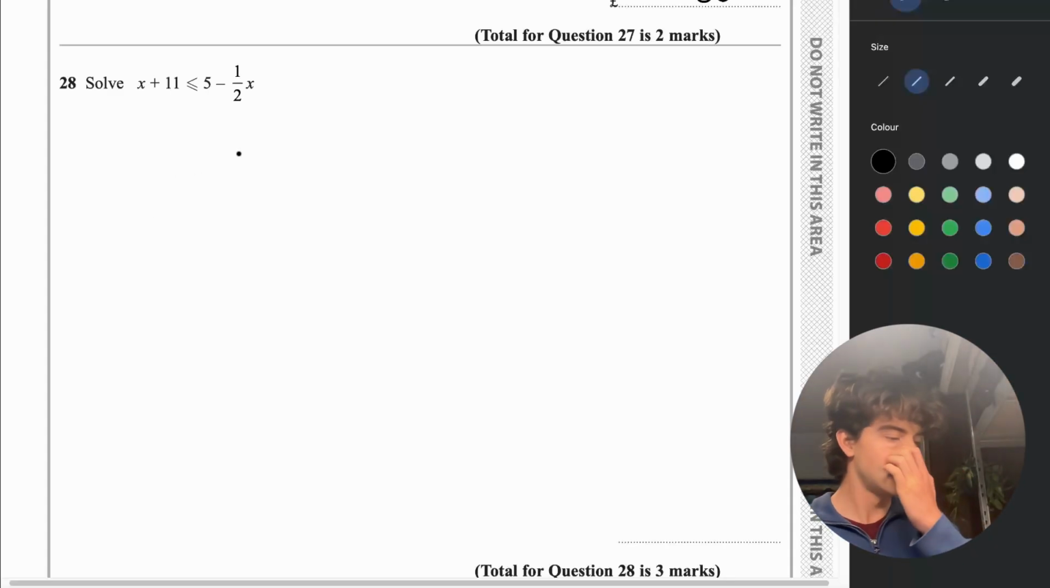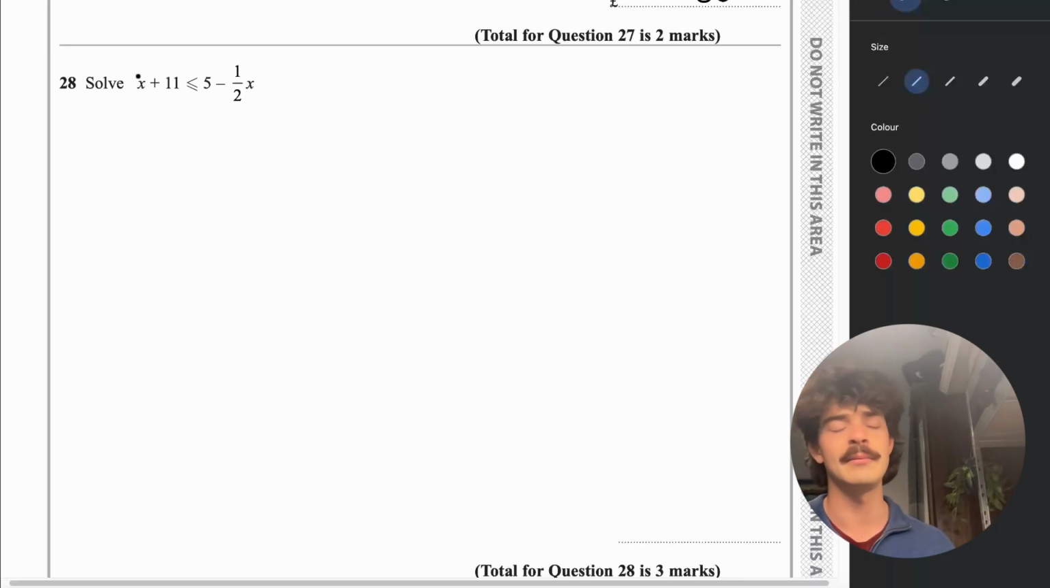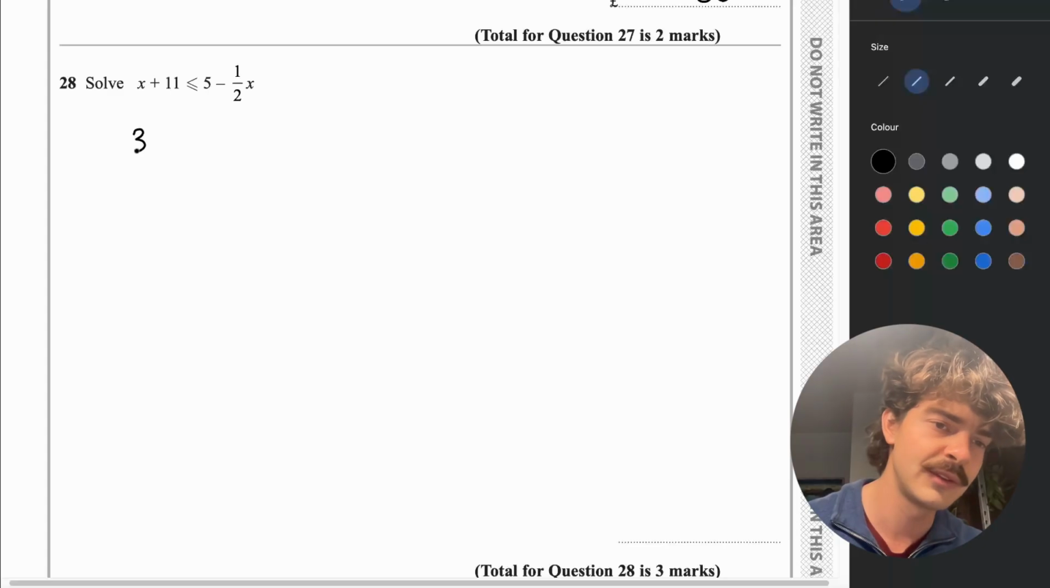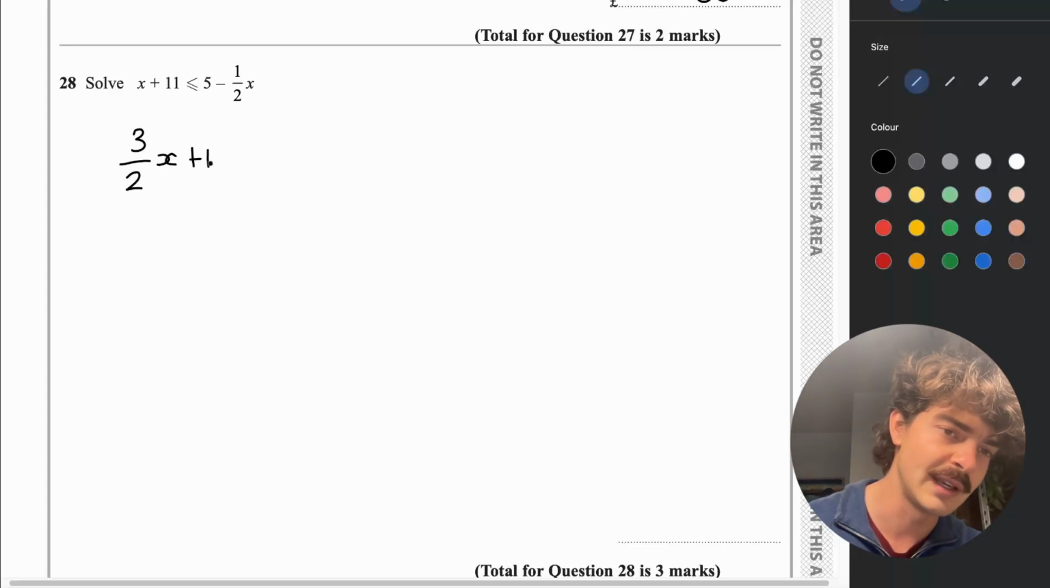But our first objective is to get all of the x's to one side and all of the numbers to the other. I would always advise that you make sure your x's stay positive. It just yields a slightly nicer flow of maths. So, for example, instead of taking away the x from the left-hand side and moving it to the right, let's add this half x to the left-hand side. So we've got 1x, and we add this half x, and we're left with 3 over 2 x plus 11 is less than or equal to 5.